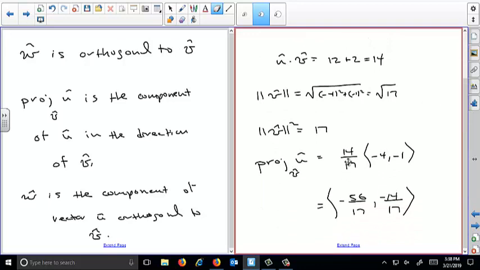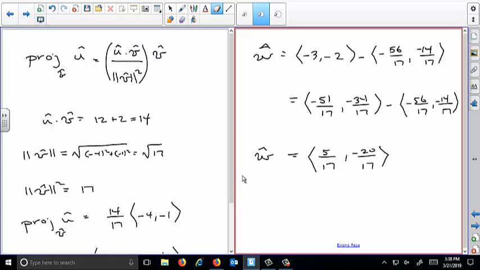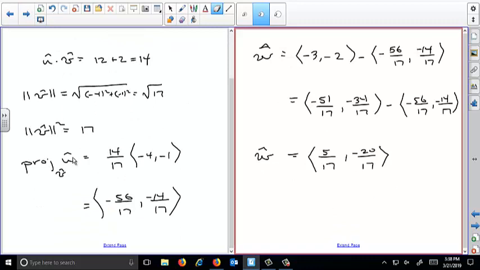And then we multiply the scalar times the vector components to give us the final vector. So 14 times 4 is 56, and 14 times 1 is 14. So that's the projection of u in the direction of v. That's also the component of vector u in the direction of vector v. W is the component of u orthogonal to vector v. I'm just going to call that vector w.